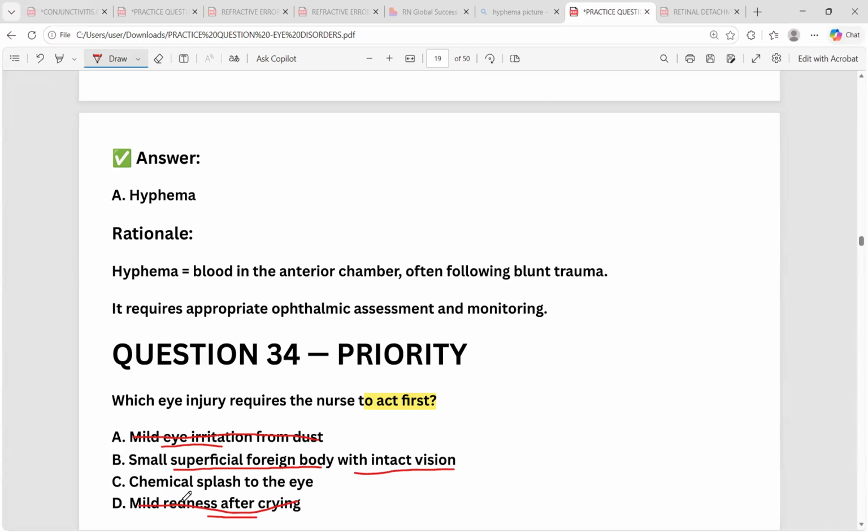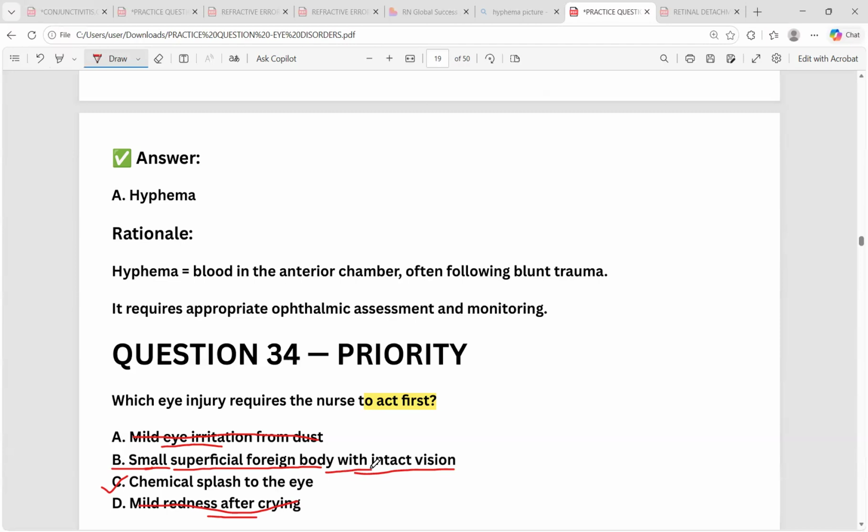Chemical, foreign body with intact... I'll go with, yeah, quite confusion, but I'll do C, ma'am. So why have you eliminated option B? Ma'am, that's foreign body with intact vision.